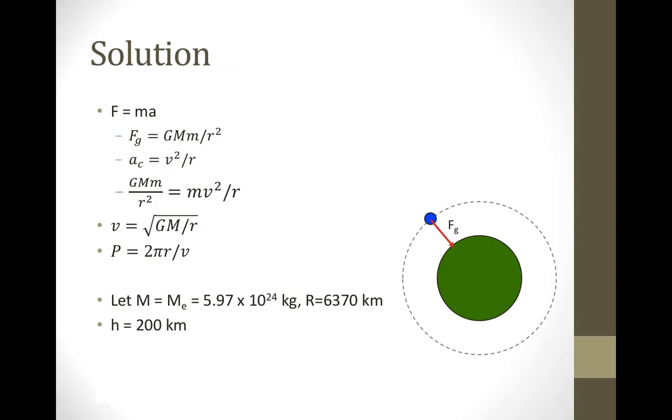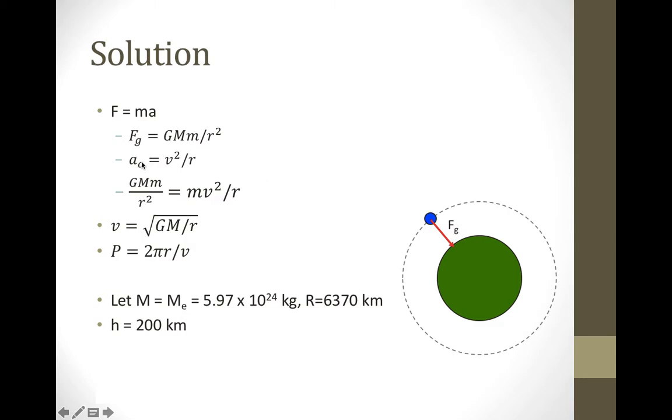So to set this up, our free body diagram would simply show the only force acting on the satellite will be the gravitational force directed towards the center of the larger mass. Its force would be simply G times the central mass times the satellite's mass divided by the radius of the orbit squared. Remembering the radius of the orbit would be this height plus the radius of the central mass.